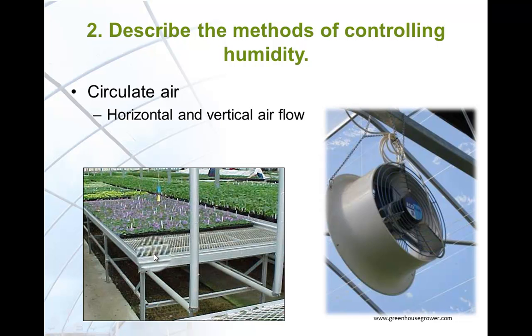In this case, this bench with expanded metal allows air to come in from underneath and go out from above. That would help to remove moisture within the canopy. And with the horizontal airflow fans, the shrouded fans have a deeper penetration and are ideal for plants with a denser canopy.